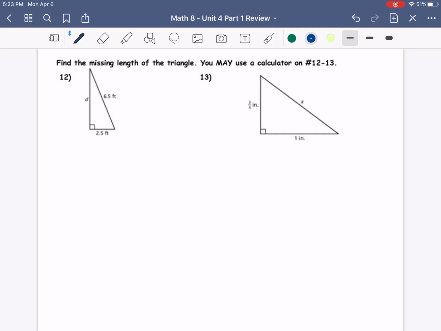Okay. Using Pythagorean theorem for 12, 13, and 14. Okay, so Pythagorean theorem, a squared plus b squared equals c squared. And they have d here, but I'm just going to call it B. Okay, and then there's our C. So our A squared is 2.5. We don't know B, that's what we're trying to figure out. And our C value is 6.5.